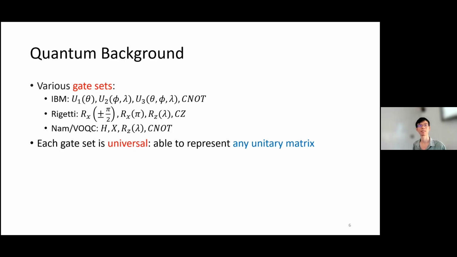Yes. What's an upper bound on the number of such gates needed for implementing a matrix, for all these gate sets?